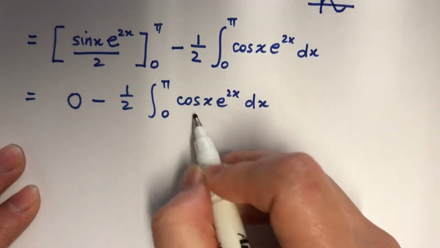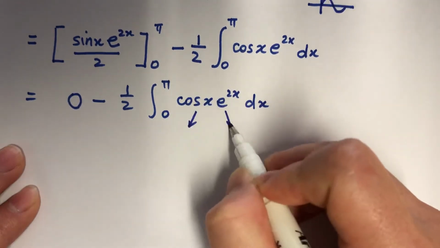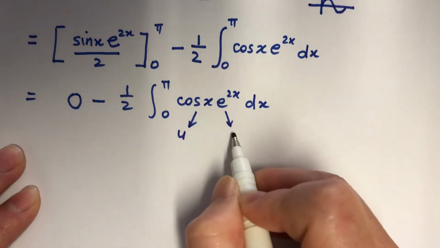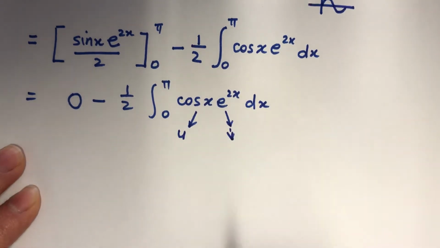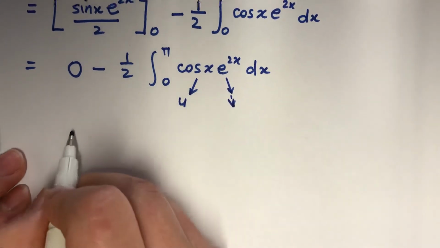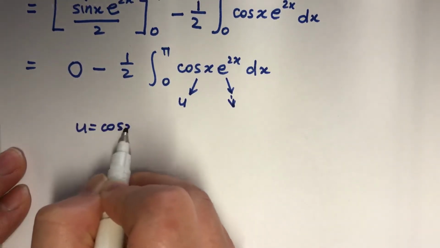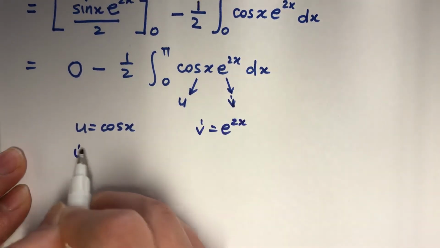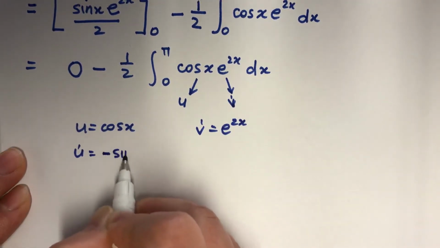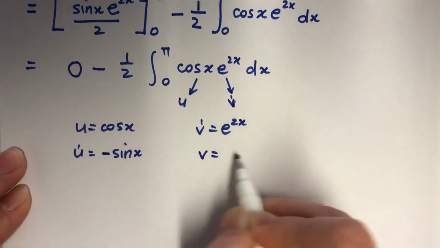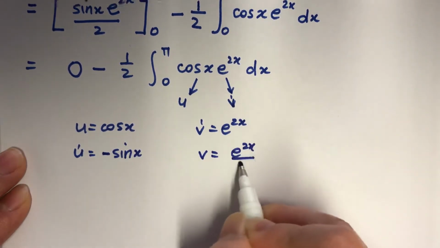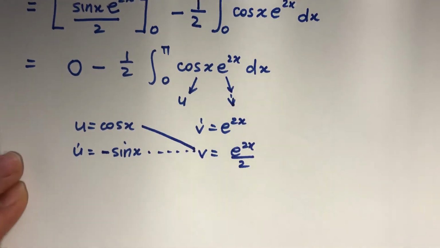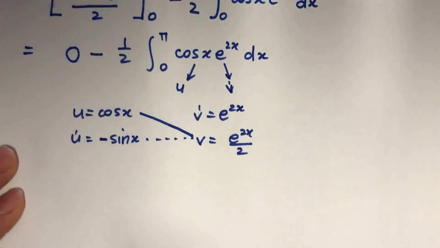So I'm going to do the same method here. Trig first, so u, and then exponential second, so v'. So I'm going to go u equals cos x, v' equals e to the power of 2x. Now u' this time is minus sine x, and v is the same as before. And I'll do the same thing to tell myself what I have to do first.